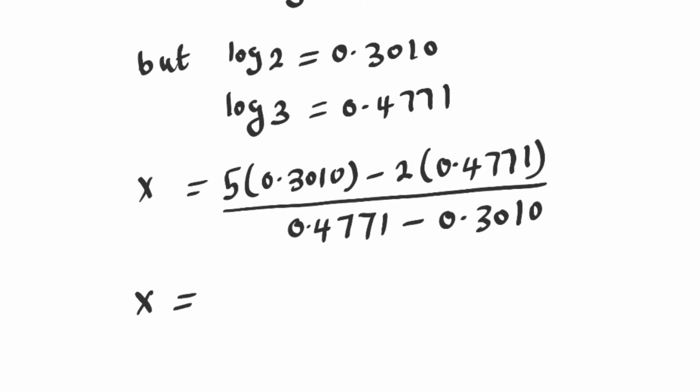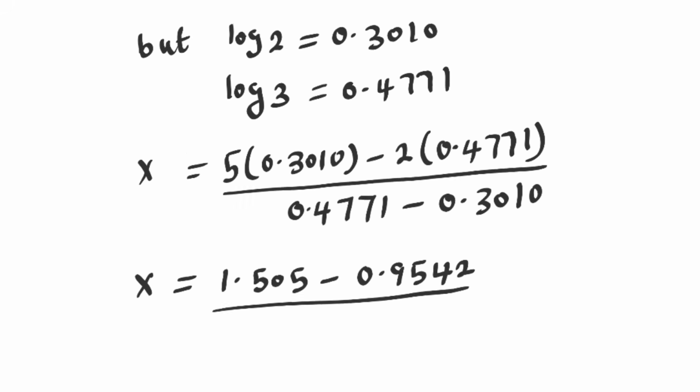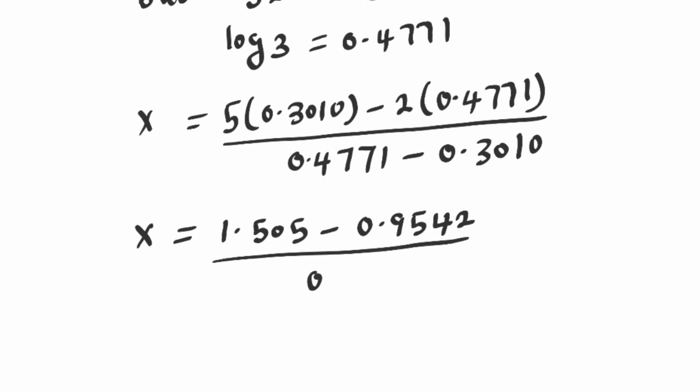x is equal to 5 multiplied by 0.3010, this is 1.505, minus 2 multiplied by 0.4771, this is 0.9542, over 0.4771 minus 0.3010. That is 0.1761.